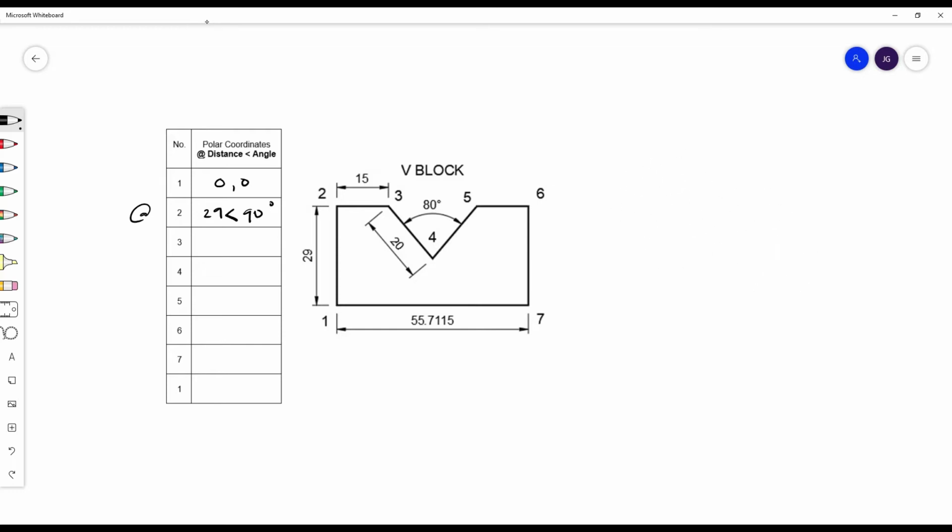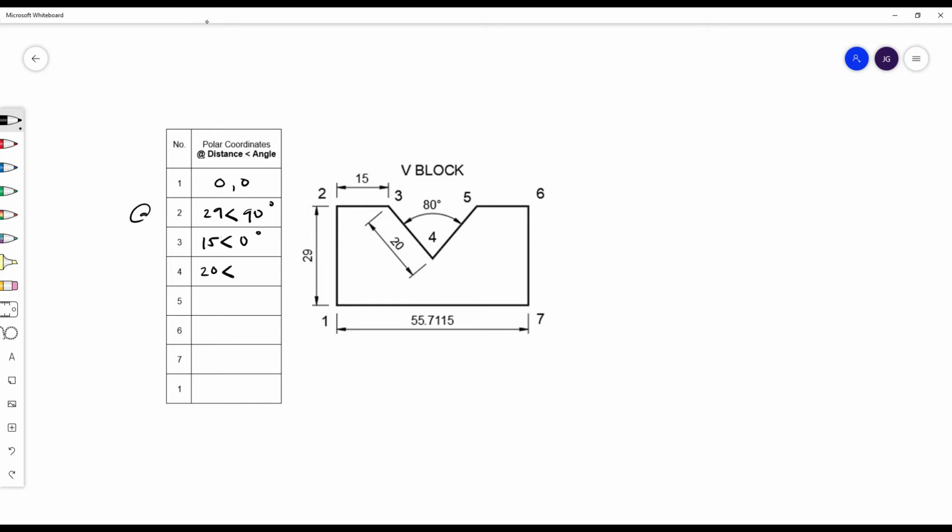And for the second to third point, we have a distance of 15. Then the angle, take note, is from our second to third point, so this is our positive x-axis, and the positive x-axis origin is always 0 degrees. So our third point has an angle of 0 degrees. And for our third to fourth point, again, we have the distance 20.